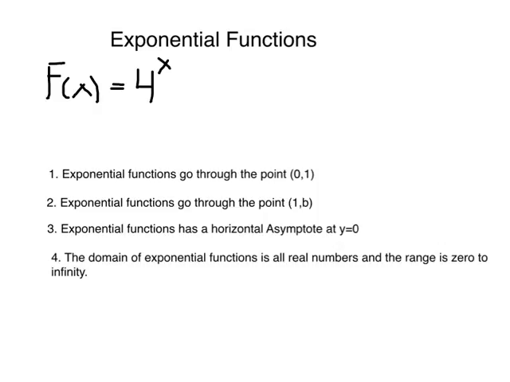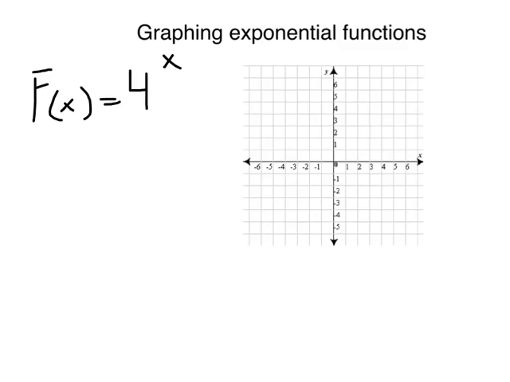The last property, number 4, of exponential functions is that the domain of all exponential functions is all real numbers. There's no restriction on what I can plug into x. I can plug any number I want in. So the domain would be all real numbers, and the range is 0 to infinity, because you have a horizontal asymptote at y equals 0, and you're always going to be greater than that. Let's take a look at how we would graph them.